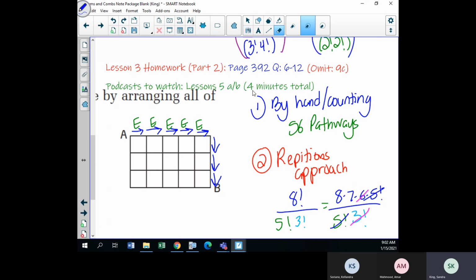Okay, can you guys please write your homework down? So homework is questions 6 through 12. For number 9, you don't have to use C. Number 11 has the 2 rectangles going together. Number 7 is just 1 big rectangle.